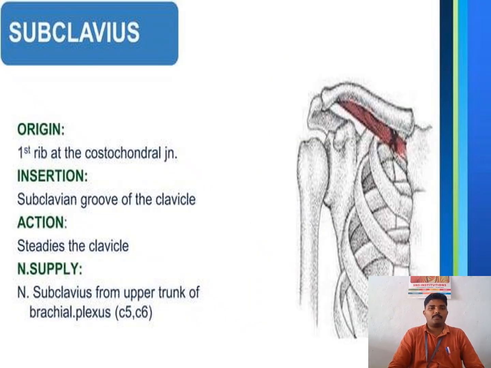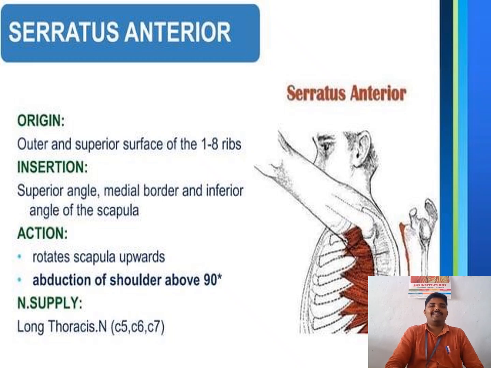Then subclavius. The subclavius attaches in front, with origin from the first rib at the costochondral junction, and inserts on the inferior surface of the clavicle. Nerve supply is the nerve to subclavius from the upper trunk of the brachial plexus. Then serratus anterior has its origin from the outer surface of the first eight ribs. Insertion is the superior angle, medial border, and inferior angle of the scapula. Action is mainly to rotate the scapula forward, and protraction of the shoulder. Nerve supply is the long thoracic nerve.